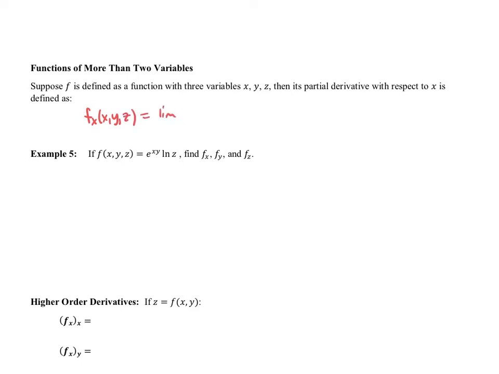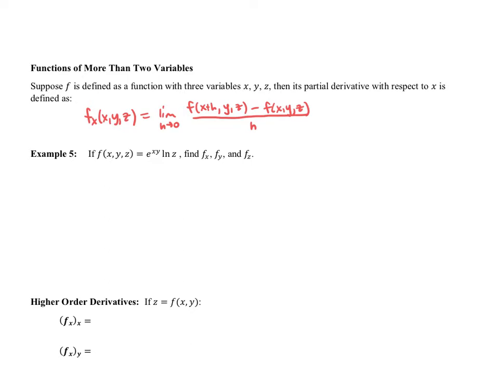the limit as h goes to 0 of f of x plus h, y, and z, minus f of x, y, z, divided by h. So you can see that the formula is very similar to what we had on the previous page for partial derivatives. This time we just have that third element z as an input value. So this would be the partial of f with respect to x, and you could see the similarities if we did the partial with respect to y or with respect to z.